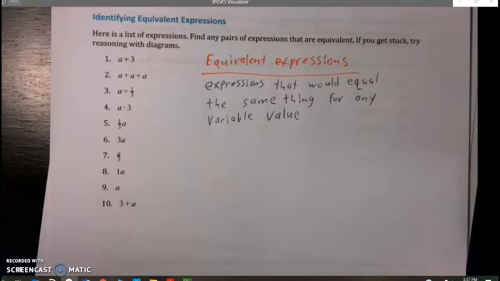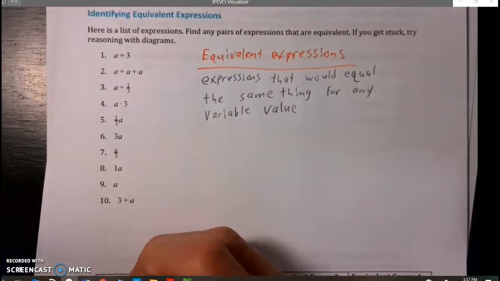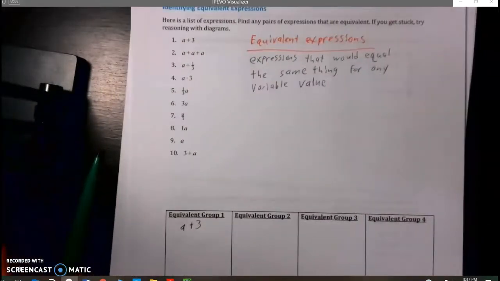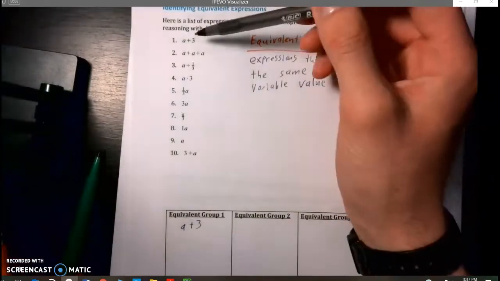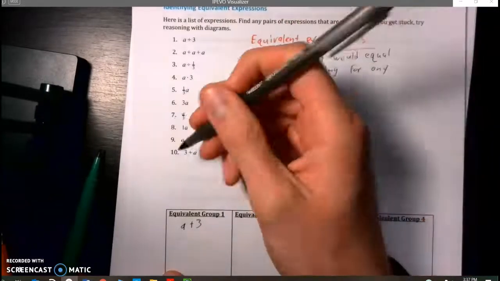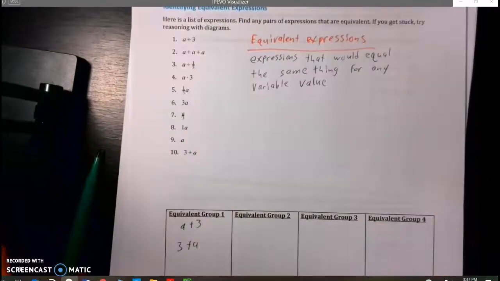Okay, so let's start with number 1. Number 1 says A plus 3. So I'll just put that one in the first box. All right. Now, I have to find one that would go with it. So looking down, I think 10 would actually go with it. 3 plus A and A plus 3.